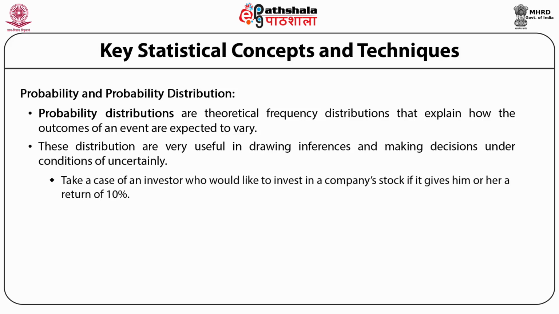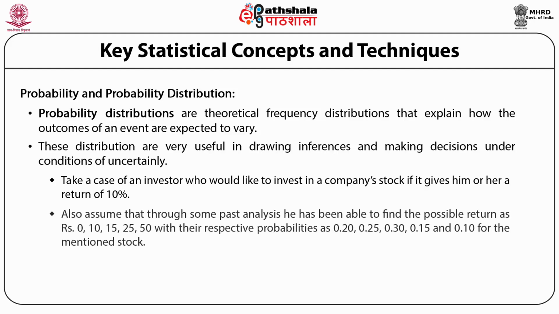Take a case of an investor who is interested to invest in a company's stocks. If the returns that he is going to get from the company stocks is approximately 10%, and say that each share of the company is costing 150 rupees, and also assume that through some past analysis he has been able to find out the possible returns as 0, 10, 15, 25, 50, with their respective probabilities as 20%, 25%, 30%, 15%, and 10% for the mentioned stock.